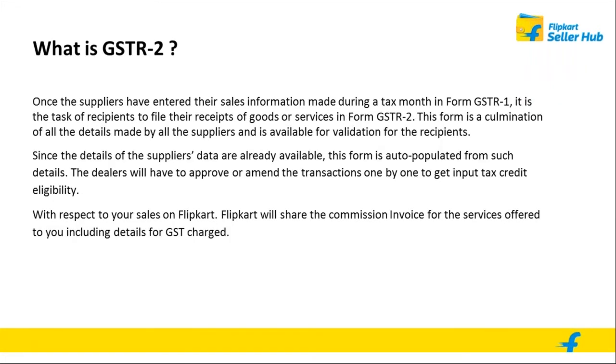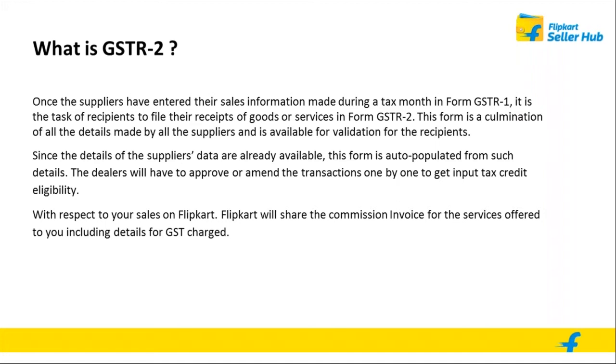Going to the next kind of form under GST, we have GSTR 2. This is for the suppliers who have entered their sales information made during the taxed month in the form of GSTR 1. It is the task of the recipients to file their receipts of goods or services in the form GSTR 2. This form is a culmination of all the details made by the suppliers and is available for validation for the recipients. Since the details of the supplier's data are already available, this form is auto-populated from such details.